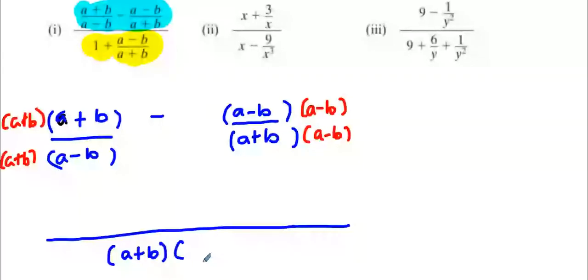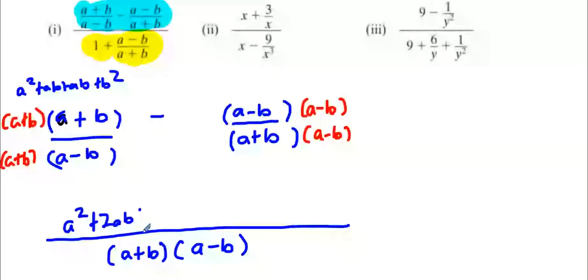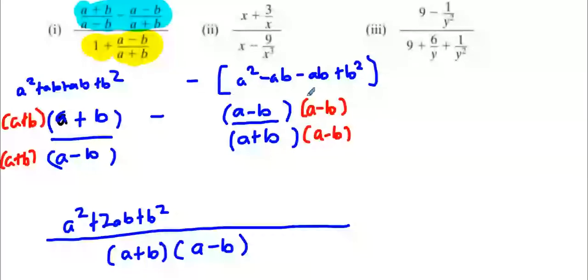A plus b and a minus b. Is that okay? Now, what do you multiply out here, guys? What do we get when we multiply a plus b by a plus b? You get a squared plus 2ab plus b squared. Everybody cool with that? Now, what happens when we multiply a minus b by a minus b? A squared minus 2ab plus b squared.